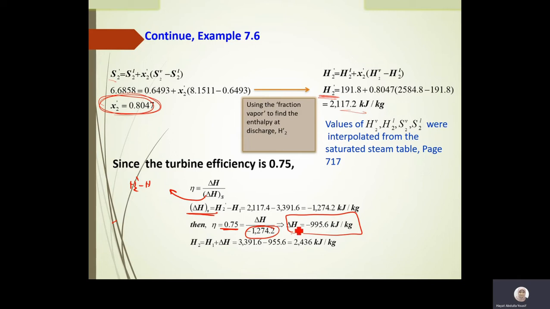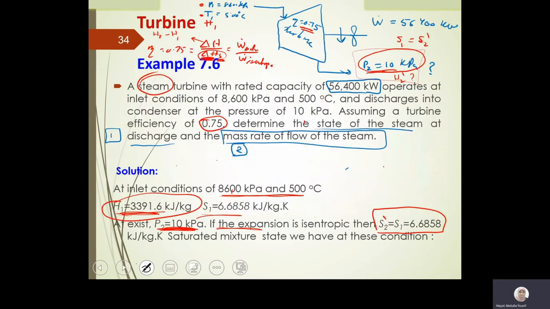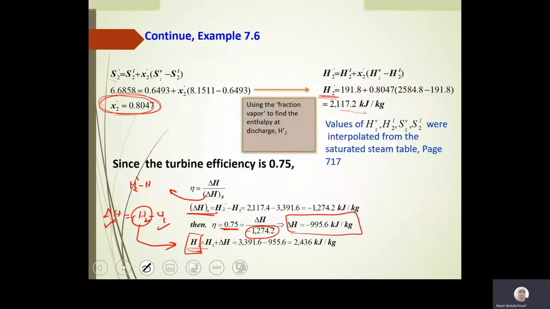Of course, since I have delta H and I know H1, I can get H2, because delta H is equal to H2 minus H1. So what I did here, I found H2 and it was 2436. Now this is the actual enthalpy at the outlet. Remember in the question, I have a pressure at the outlet, and now I found the actual enthalpy at the outlet. Those are two properties, so now I can fully define the system.